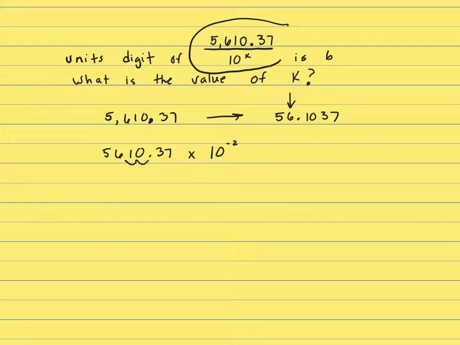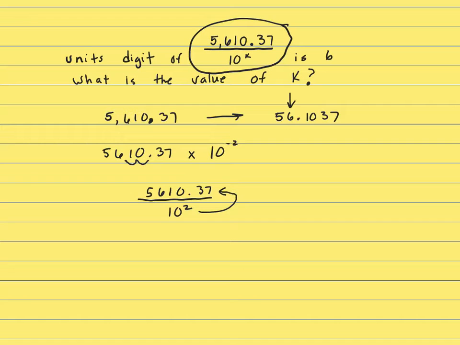But the way this problem is set up, your factor of 10 is in the denominator. So this would be 5610.37 over 10 squared. Because if you remember, when you move this to the opposite place it's in, it's going to change the sign of your exponent. That will turn into 10 to the negative 2.